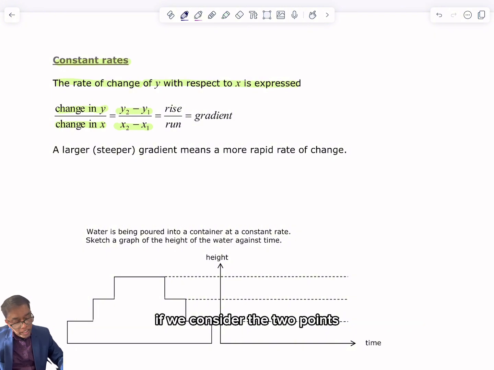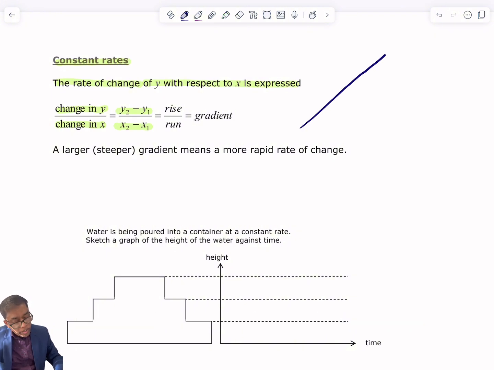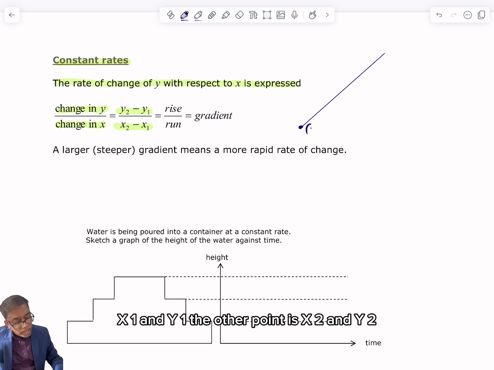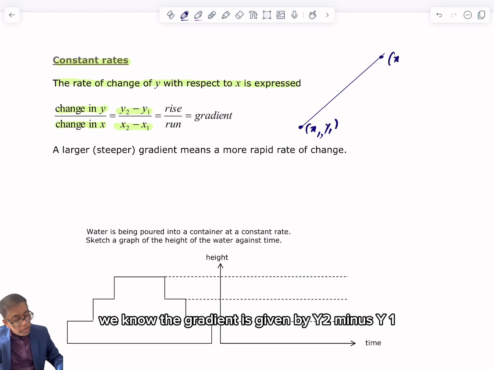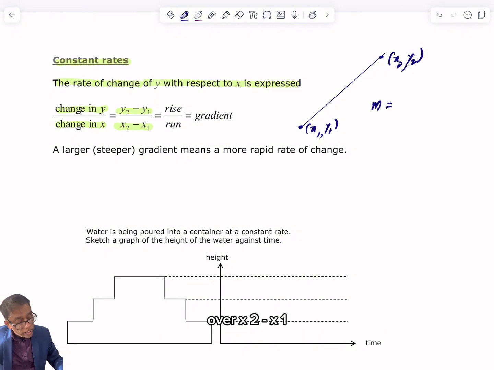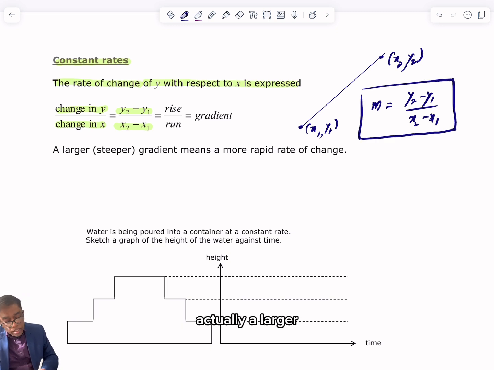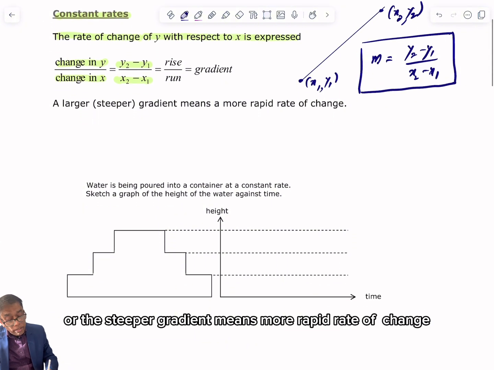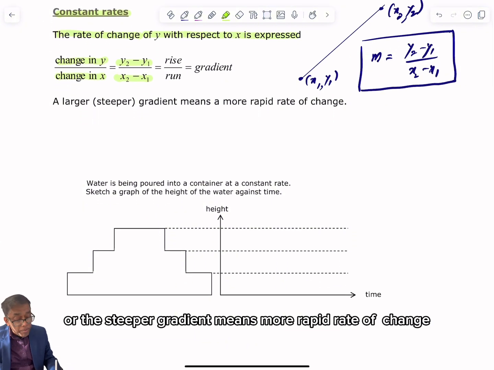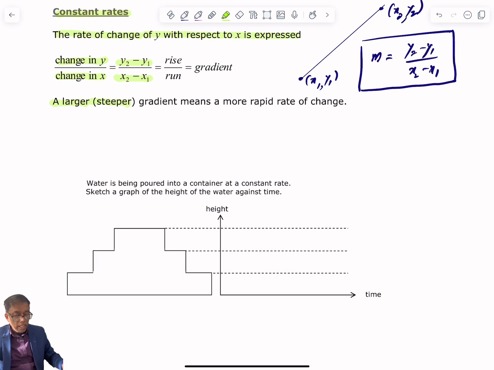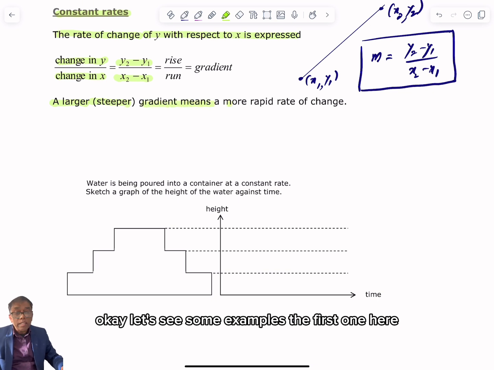If we consider the two points, x1 and y1, and the other point x2 and y2, we know the gradient is given by y2 minus y1 over x2 minus x1. This is the rate of change of y with respect to x. Actually, a larger or steeper gradient means a more rapid rate of change. Okay, let's see some examples.